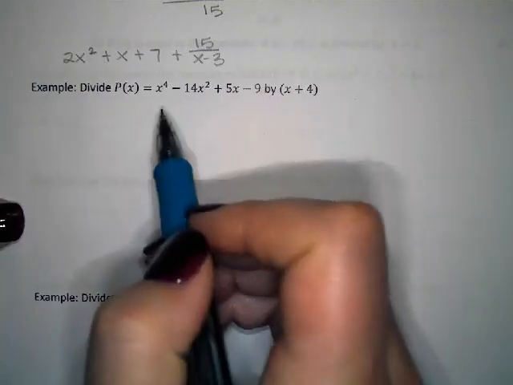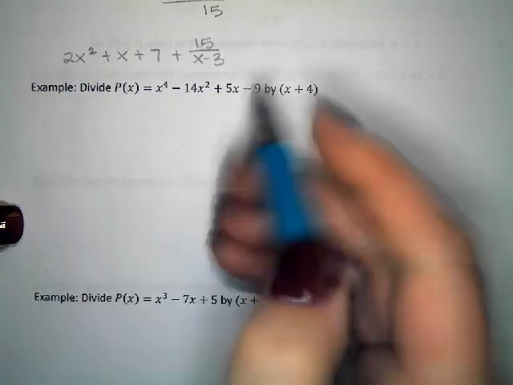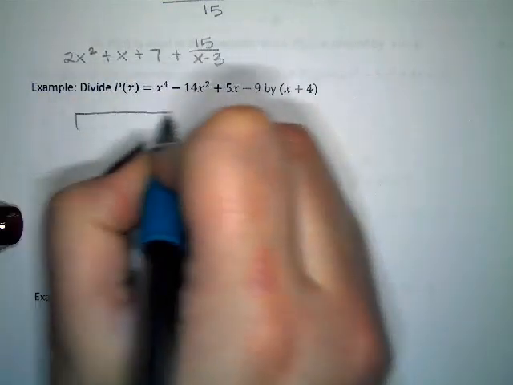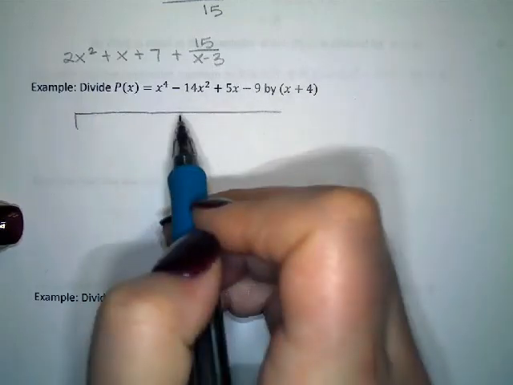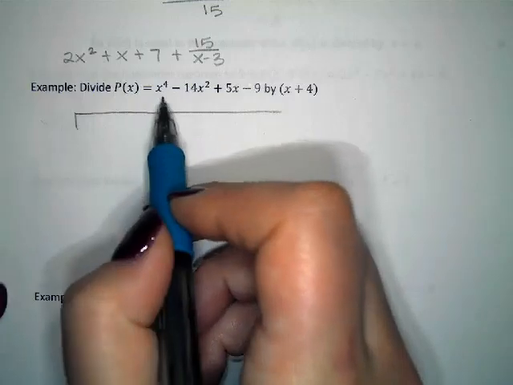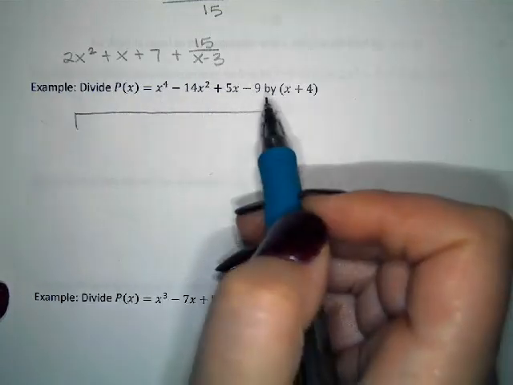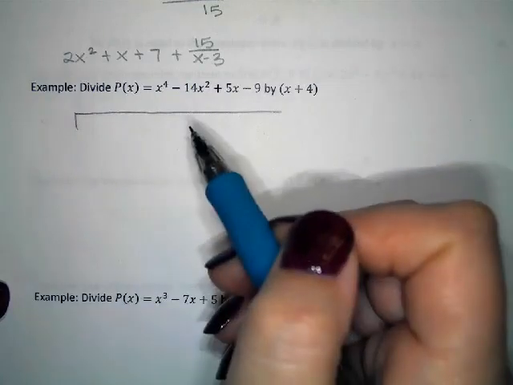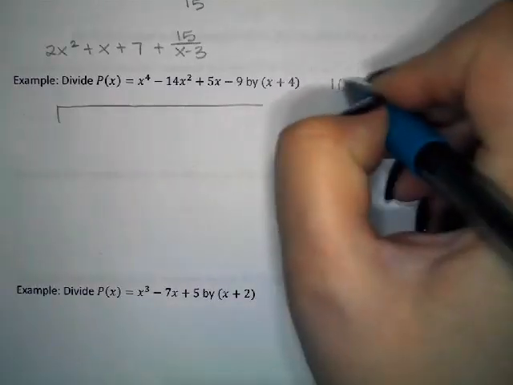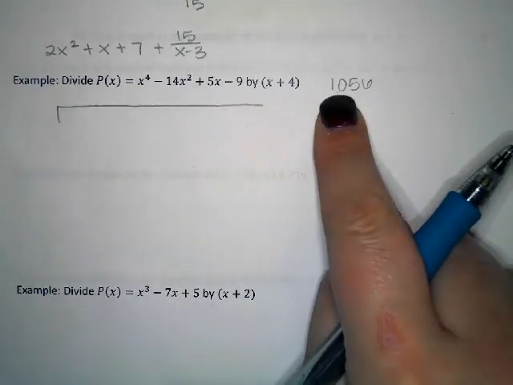In this next example, we're going to be taking x to the fourth minus 14x squared plus 5x minus 9 and dividing it by x plus 4. And one thing we have to be careful of when we perform these polynomial long division problems is to make sure that we have something representing each term that should be there. So if you were dealing with long division, if you had the number 1056, you would have a 0 there representing the 100th place.